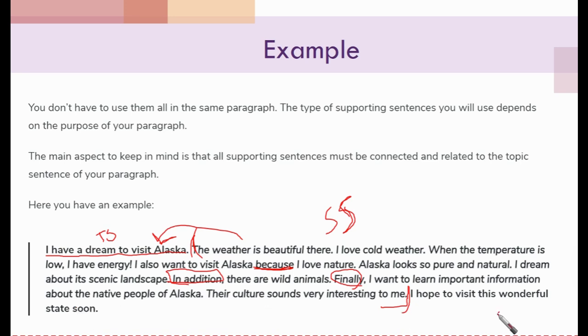Last sentence, I hope to visit this wonderful state soon. That will be a concluding sentence that we haven't talked about yet, because it wraps up the body paragraph. So here, from the weather is beautiful to interesting to me, they are all supporting sentences. Okay, check your answer. Did you get it all right?